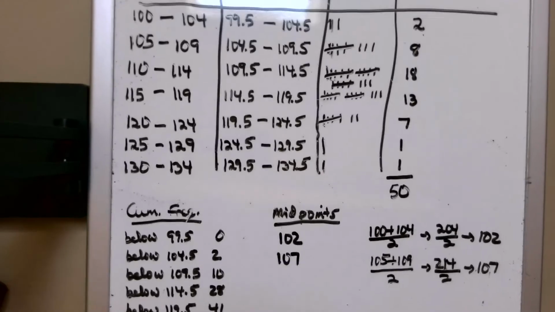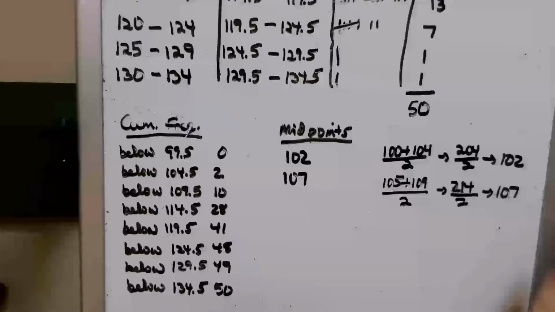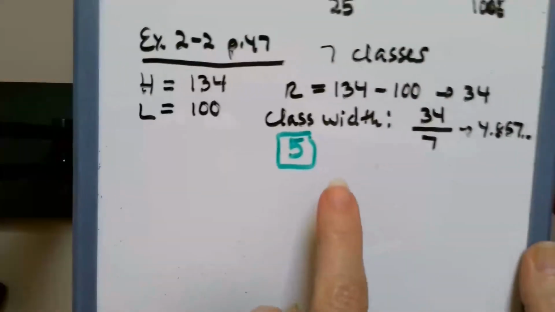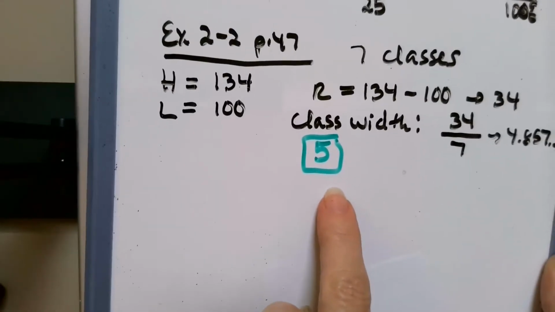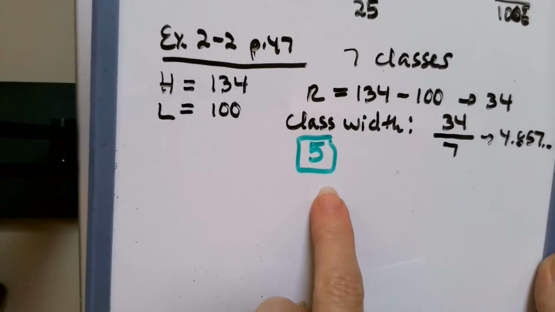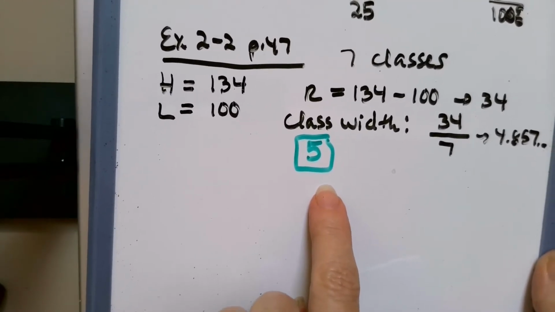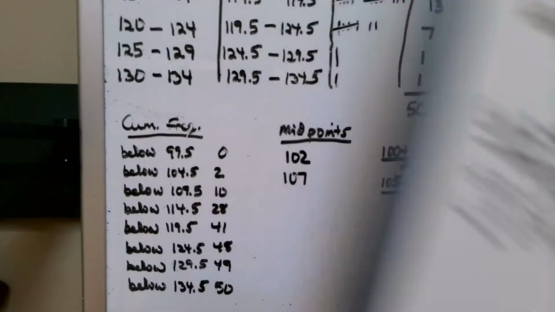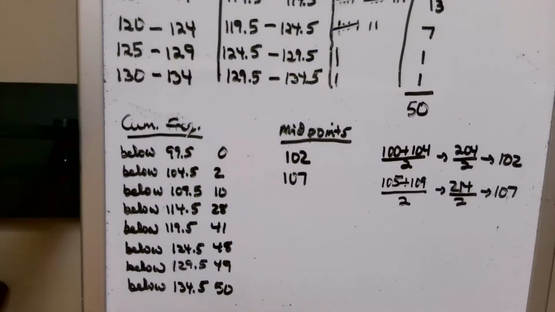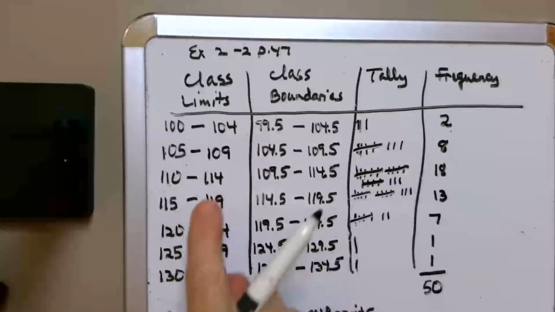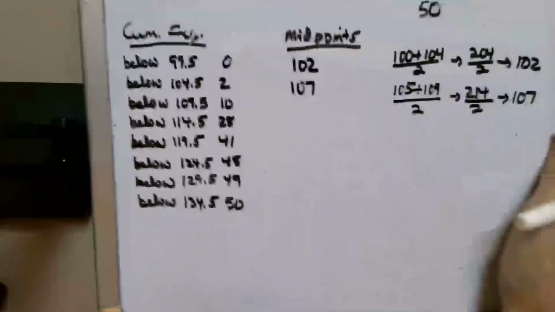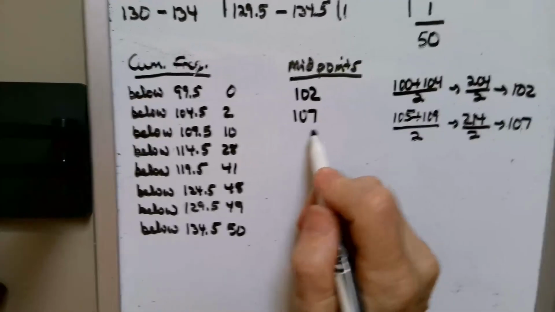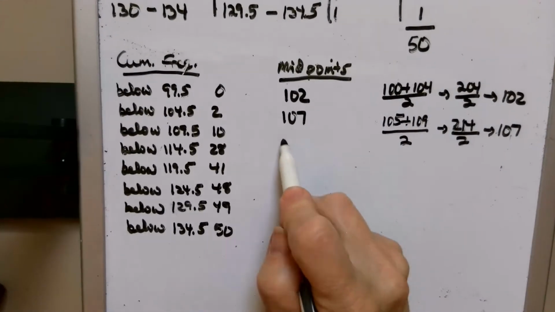And so on. If you recall back from the example 2.2 on page 47, we had a class width of 5, what I called the magic number. Once you start finding some of these numbers, you can just add the class width of 5 to get the rest of them. So we can keep with this process of adding the class limits and dividing by 2, or we can just say, okay, I know the first midpoint, and then we could add 5 to get the next one. We can just keep adding 5.